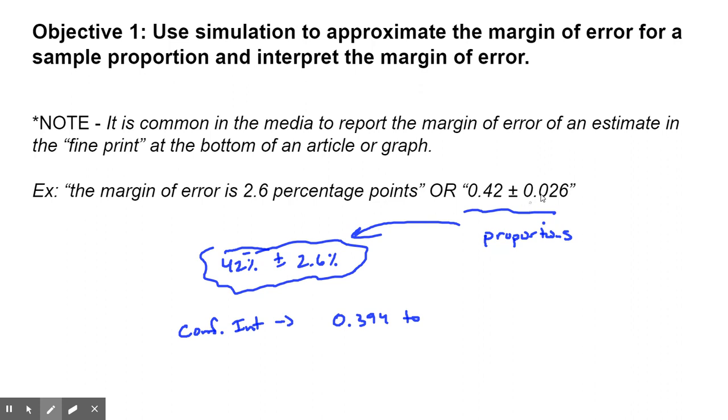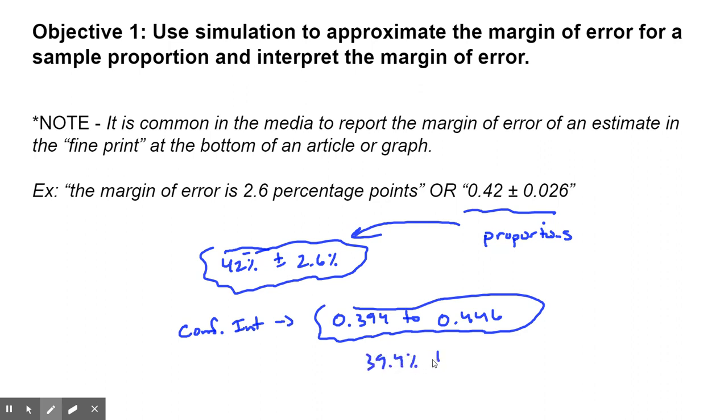So 0.394, and to get the upper bound, you would then add 0.42 and 0.026, and you would get 0.446. So that would be where we think the true value falls in this interval, okay? And again, that would be like 39.4% to 44.6% if you want percentages. So that's how this stuff is all related. But again, our goal today is let's calculate this margin of error, okay, and interpret it.